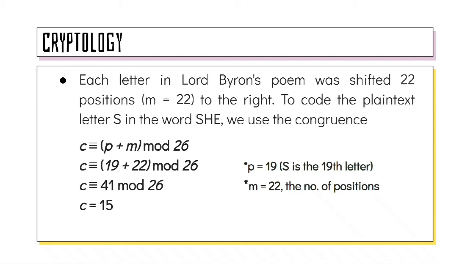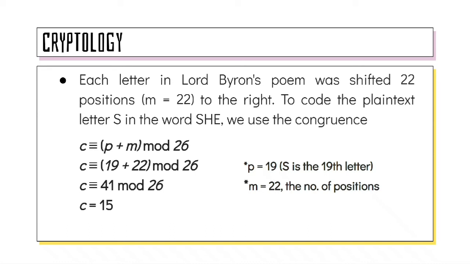Each letter in Lord Byron's poem, so we will use the line, "She walks in beauty like the night" from Lord Byron's poem. Each letter in the line is shifted 22 positions. Therefore, M, which represents the positions, is equal to 22. If we code plain text, the S from the word "she", using the congruence.